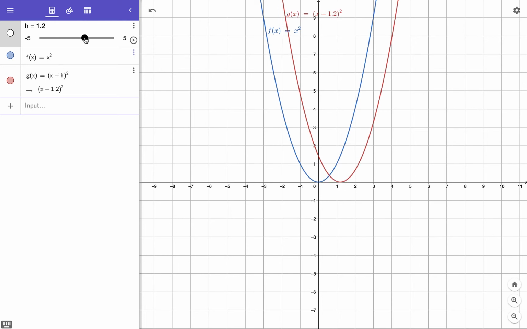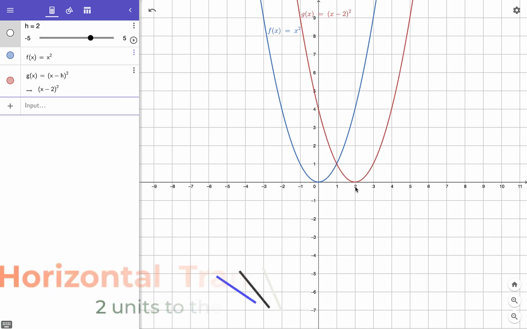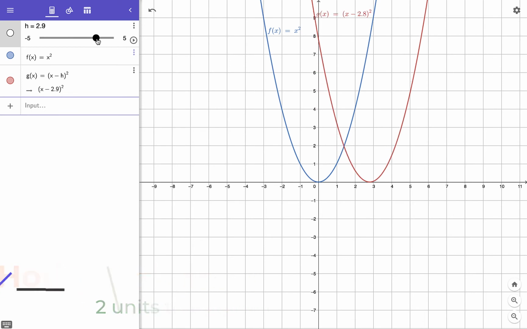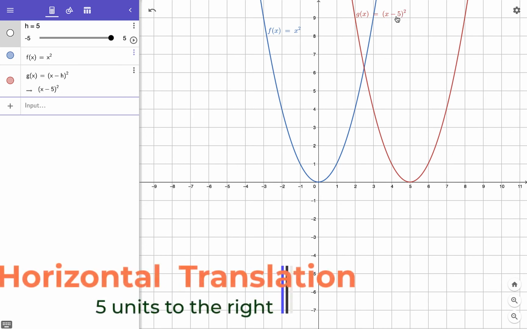Let's add more values and see how the function moves. That's a translation 2 units to the right. The equation is x minus 2 all squared. Let's go to 5. That's the maximum value I have set for h, but you can have any value anyway. So here it's 5 units to the right, and the equation is x minus 5 all squared.